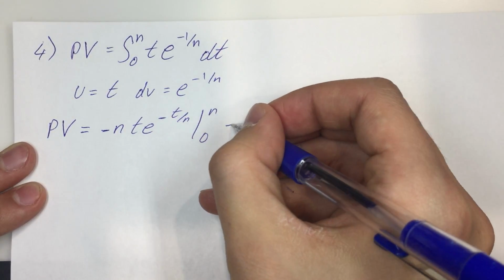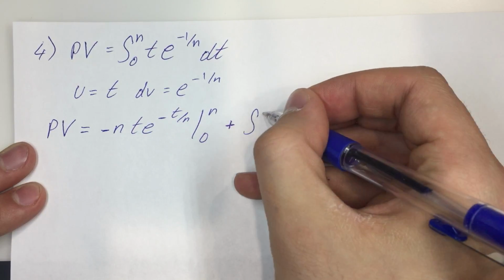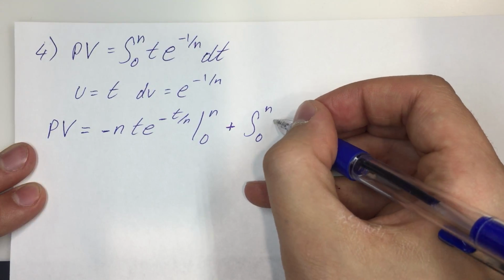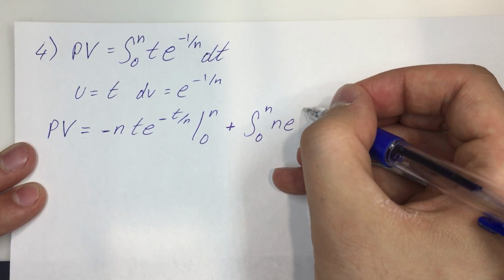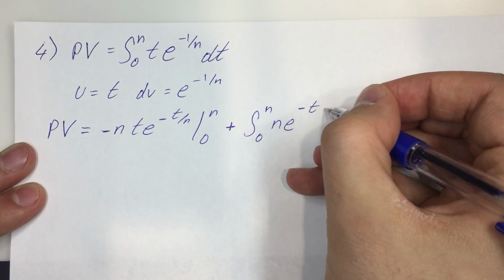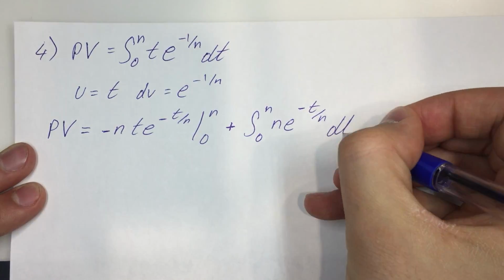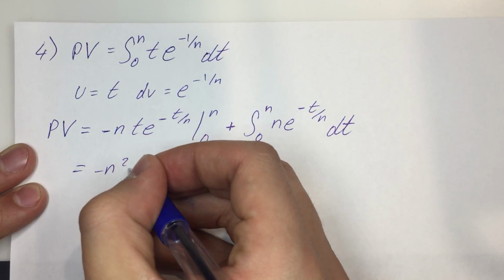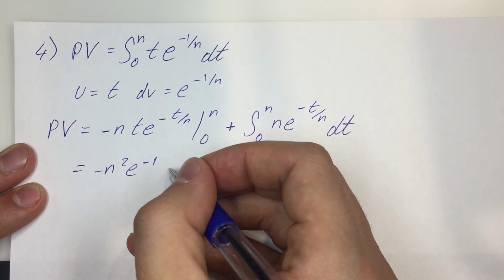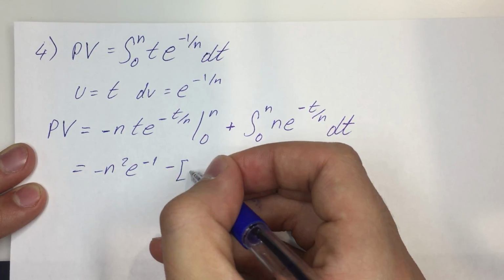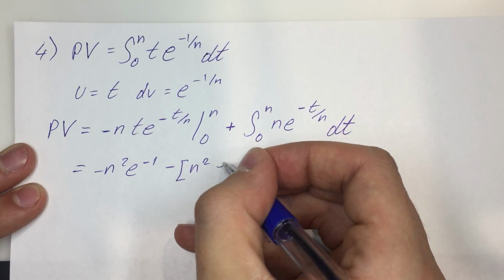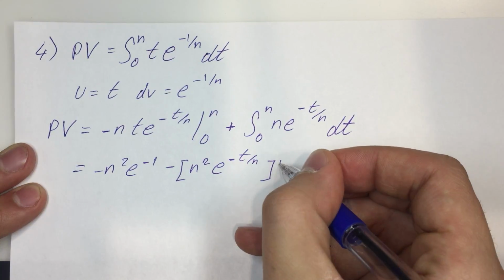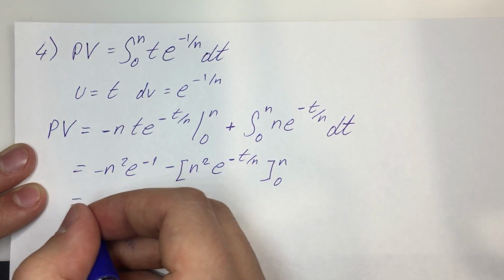plus the second part of the integration by parts, which is another integral ranging from 0 to n, and the integral of n e to the power of negative t over n dt. Further equals negative n squared e to the negative 1 minus n squared e to the power of negative t divided by n, ranging from n to 0.